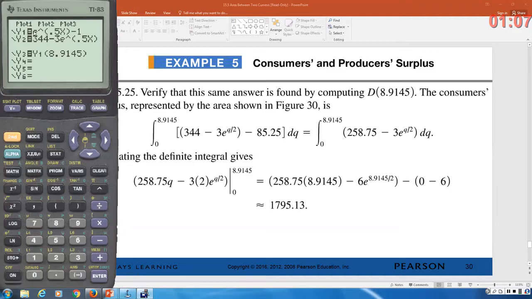So we're going to use this second equation to find the consumer surplus, because that's the one that's on top. And if you're not sure, you can always go back to your graph and hit trace and see which equation you're on. So I want the area between 0 and 8.9145, between that curve and that horizontal line, and the horizontal line is 85.25.